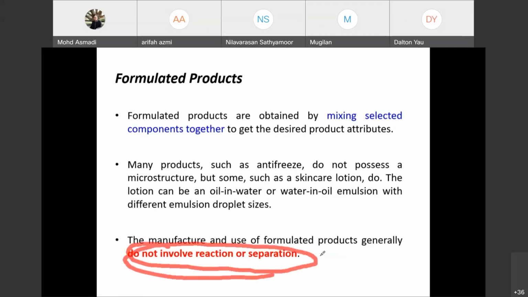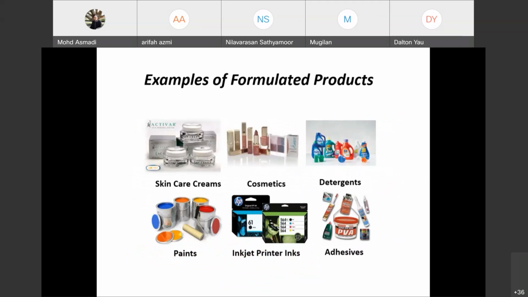Especially with the chemical device, it has separation or reaction. That is the important difference, and formulated products are actually a mixing. The easiest examples are lotions, detergent, skincare creams, paint, inkjet printer, adhesive. These are formulated products, just a mixing of the compounds. Any questions about the differences or definitions of the formulated, functional products and chemical devices?